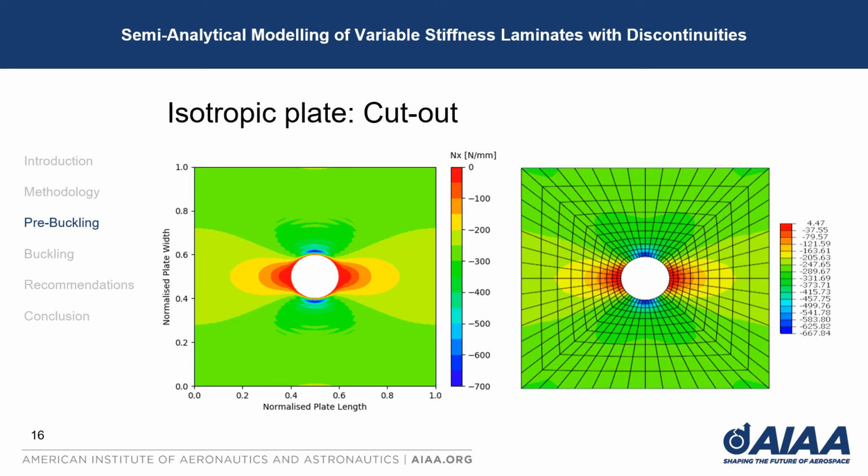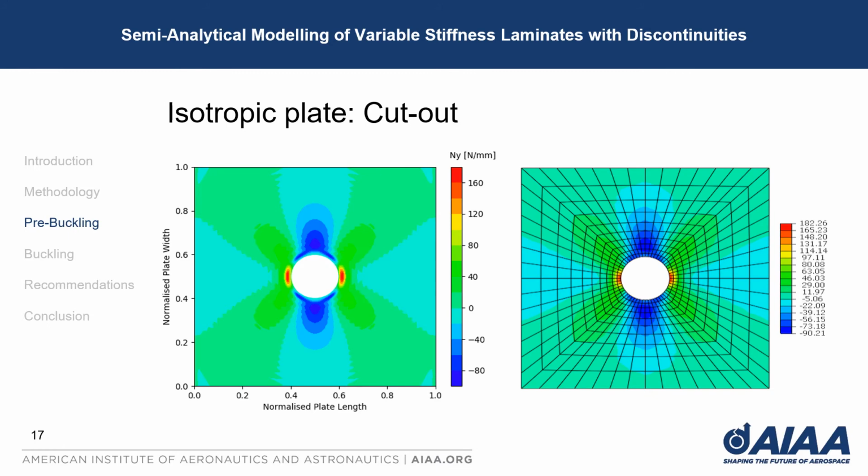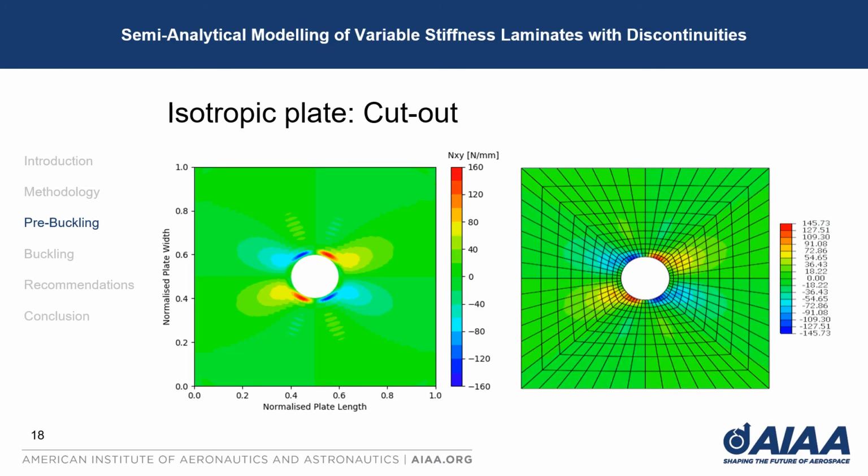Then an isotropic plate with a cutout is analyzed. Here the residual thickness is used and the model provides good results for the Nx when compared to finite element results. The same is true for the Ny loads and also for the Nxy loads.